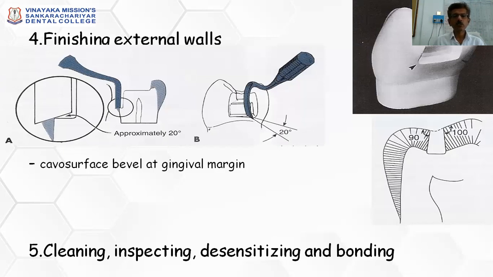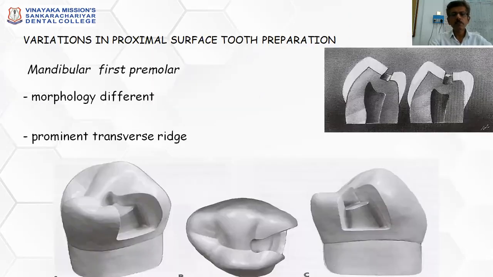You can use your hand instruments, especially for removing at the gingival cavosurface margin, wherein you get around a 20-degree angle. Then cleaning and inspecting, and desensitizing and bonding in case you're placing other aesthetic materials.